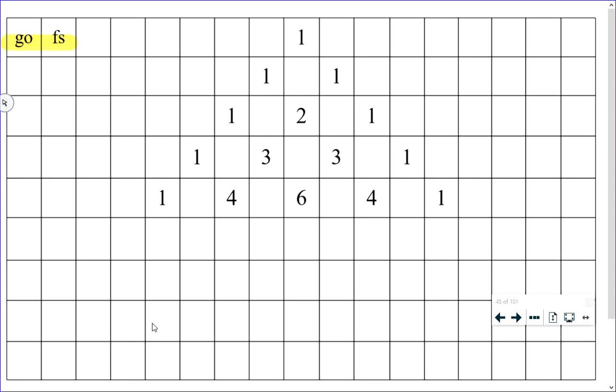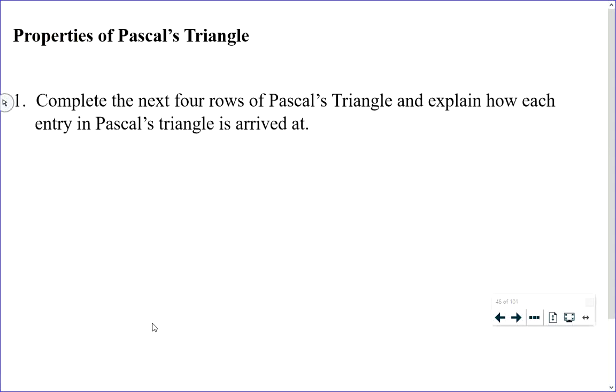Like, let that sink in. If I said, how many numbers are in the first row, the answer is 1. The number 1 is there. If I said, how many numbers are in the second row, the answer is 2. There's a 1 and another 1. The third row has 1, 2, 1, which is 3 numbers. The fourth row is 1, 3, 3, 1. That's 4 numbers. The fifth row has 5 numbers. And the question is, complete the next 4 rows of Pascal's triangle and explain how each entry is arrived at.